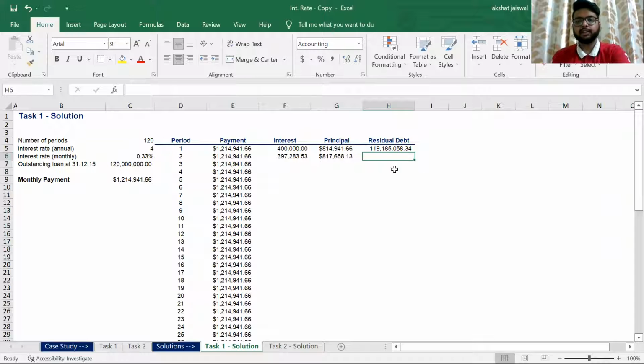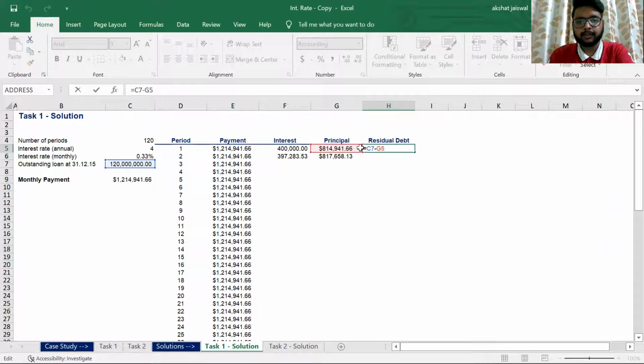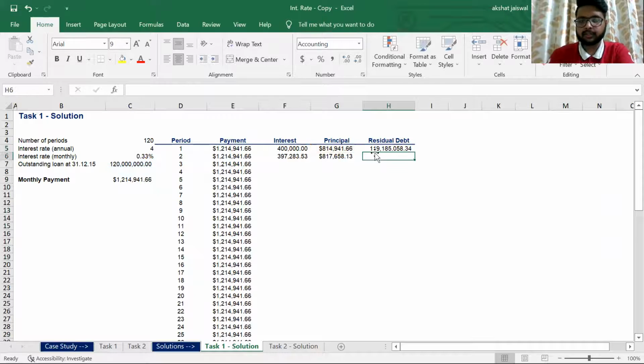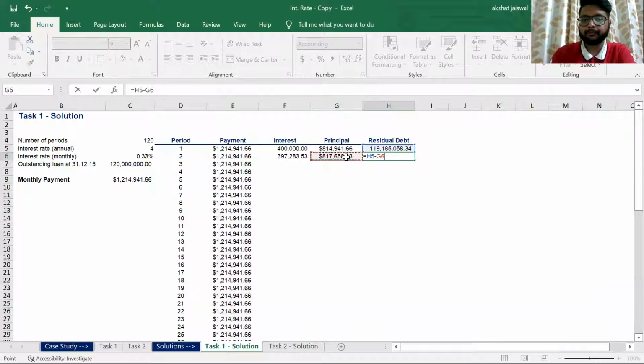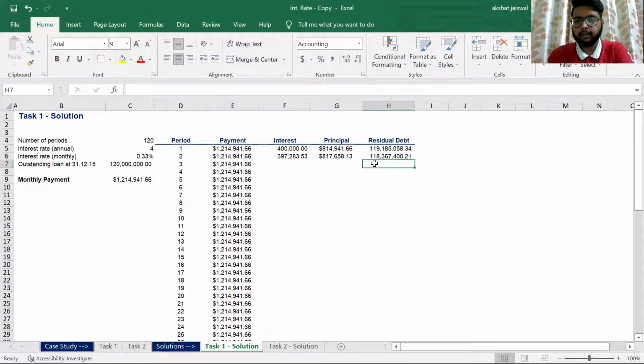Right. Now for residual value, for the previous one, we did principal minus outstanding loan. Right. So that's how we got our first month's residual value. But for the second month, what we have to do is take residual debt minus the principal amount. Okay. That is 8,17,000 something. Yeah. Click enter. You can see this.